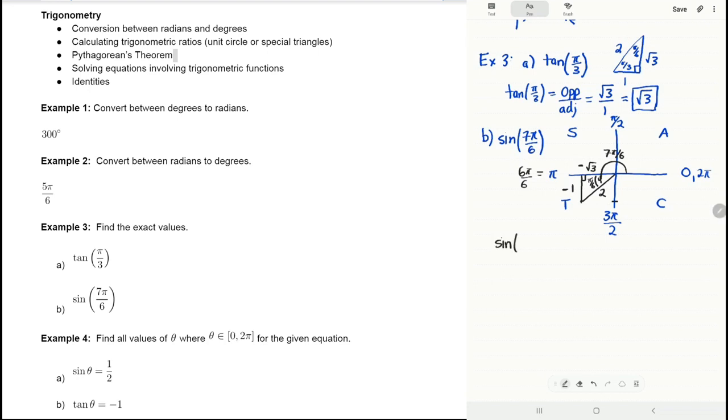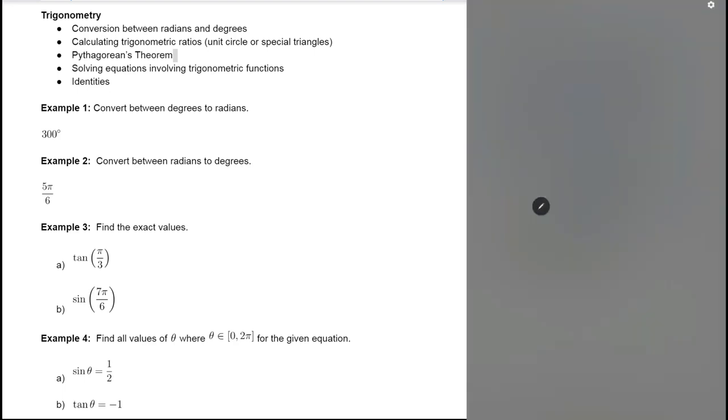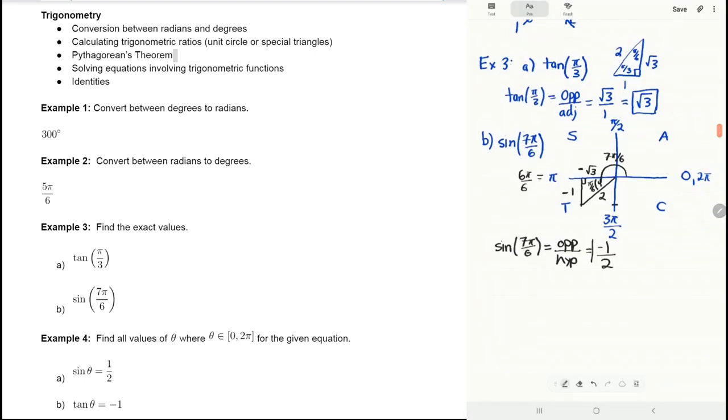So now we can determine what the sine of 7 pi over 6 is. So sine is opposite over hypotenuse. The opposite side is -1, and the hypotenuse is equal to 2. So the sine of 7 pi over 6 is going to be -1/2.